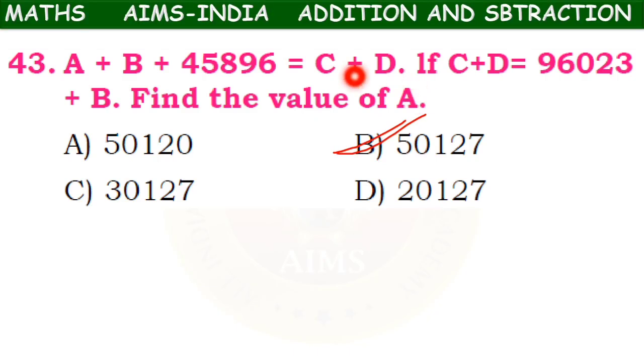Understood, right? So instead of C plus D, we wrote the value of C plus D. Now here we are having these two as extras, so we send them to the other side. Plus becomes minus. So plus B minus B becomes 0. We are left with 96,023 minus 45,896. That is equal to 50,127.